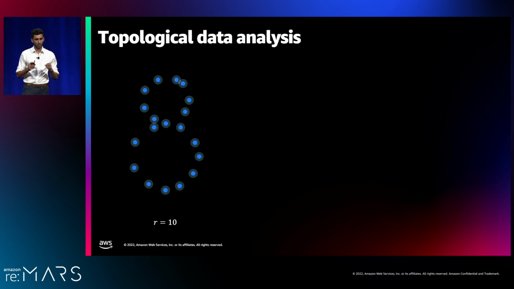The idea is to start with a little ball of radius 0 around every single data point. And then you grow this radius from 0 all the way to, say, 100. At r equals 10, you start getting a little bit of overlap. And every time you get an overlap, you link those 2 points together. At r equals 10, you don't get too much structure. You're not really looking at the structure of this data.